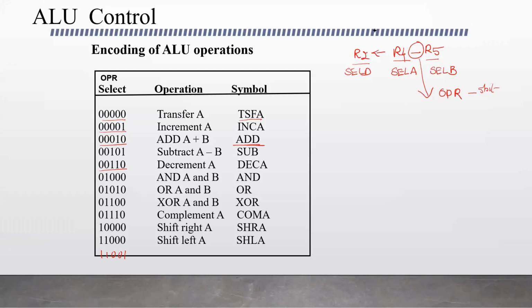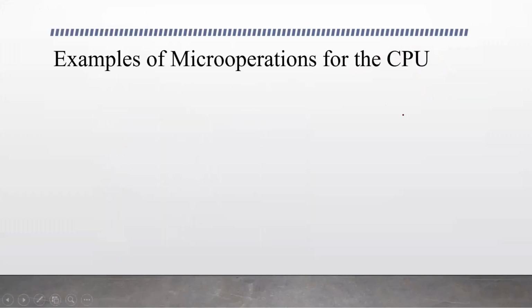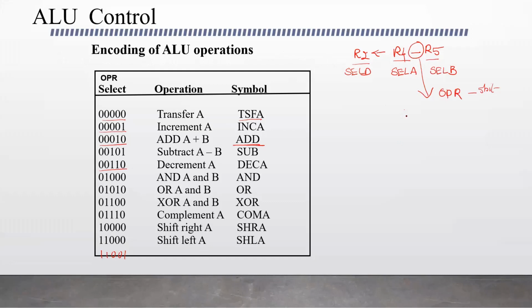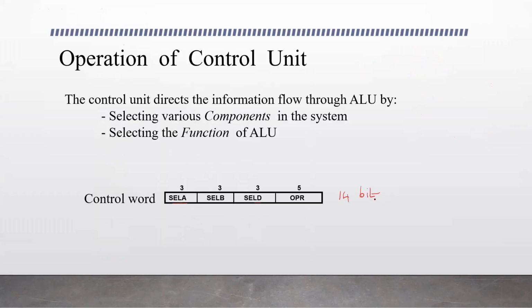No, R4 is the S, 100, correct. It is, selection A should be 100, okay. And we are framing the control word, okay, which has the first part selection A and selection B, selection destination and OPR. Okay, these are the four parts of the control word.